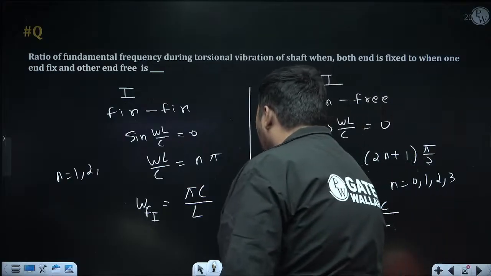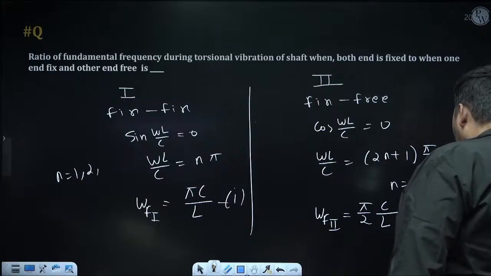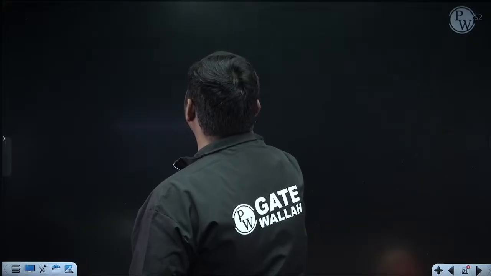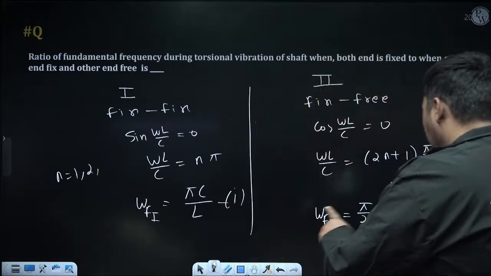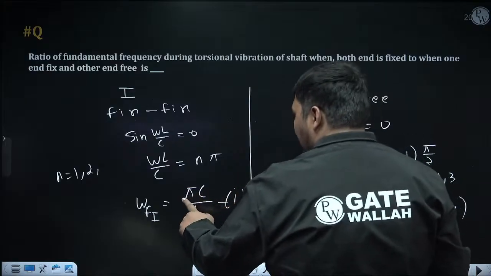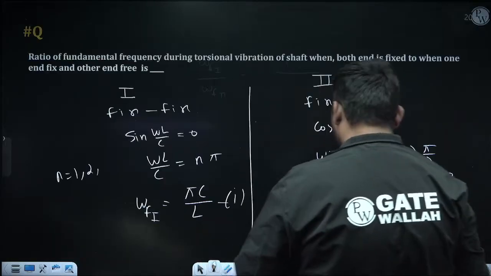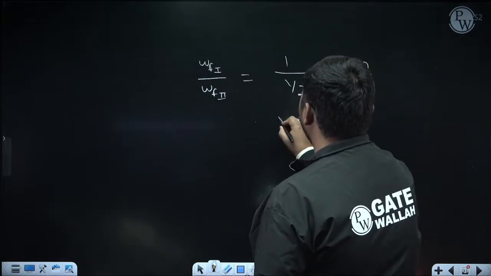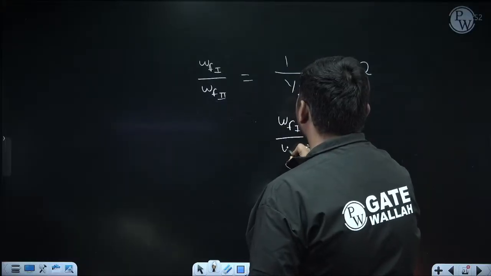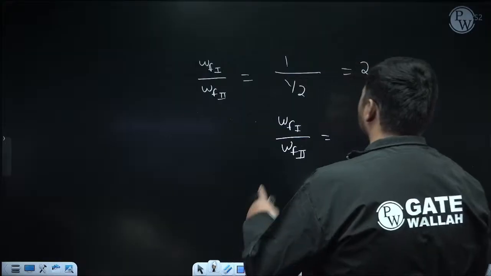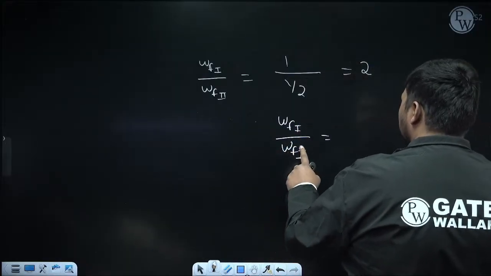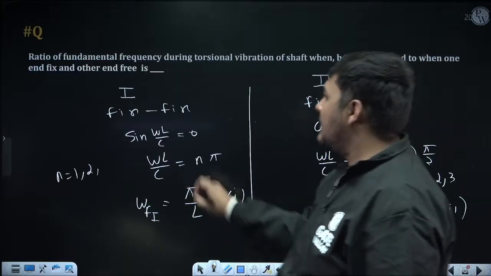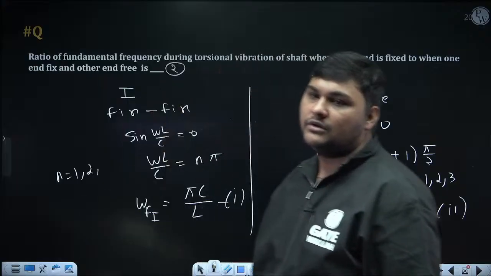Now suppose this is equation 1 and this is equation 2. So the examiner is asking omega F1 divided by omega F2. How much is it coming? Pi C by L is common, so that common part will get cancelled. Here 1 will remain, divided by 1 by 2 remaining. This 2 will go to the upper side, so it is coming 2. So the ratio of fundamental frequency in the first case, when both ends are fixed, to the second case, when one end is fixed and the other end is free, is coming 2. Very simple question. So for this question, the correct answer is 2.